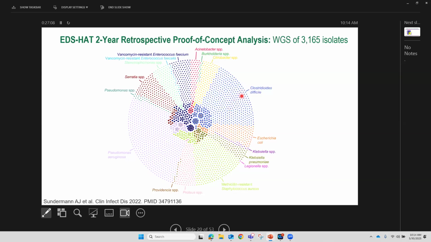For example, if you look at C. diff here, a lot of unclustered isolates, but you can see that we found clusters here as well, and the same for all the other species.